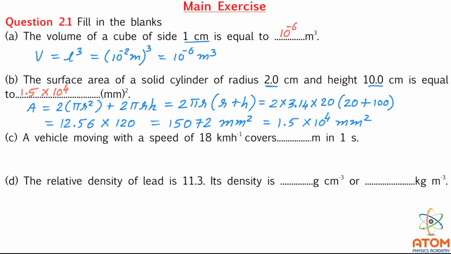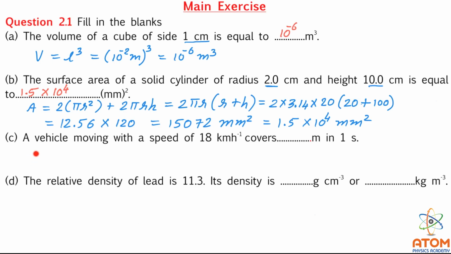Now let us see the next. Here in the third question: a vehicle moving with speed 18 km per hour covers blank meter in 1 second. We need to find out how much distance it will cover in 1 second. Now this is very easy because the speed is already given in kilometer per hour, that I will convert first into meter per second. So let me do that.